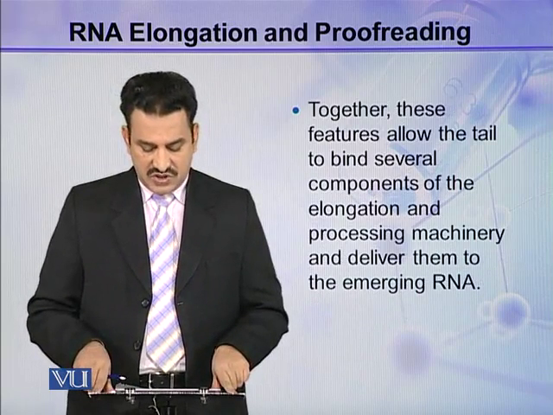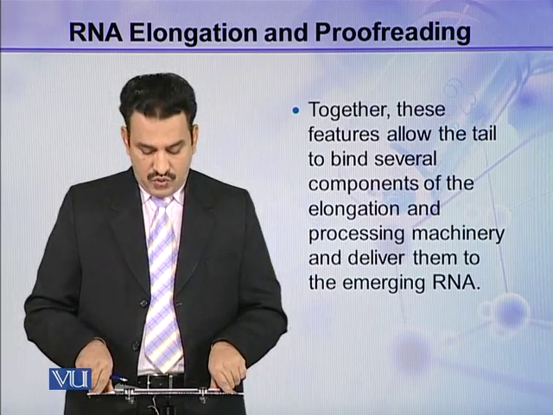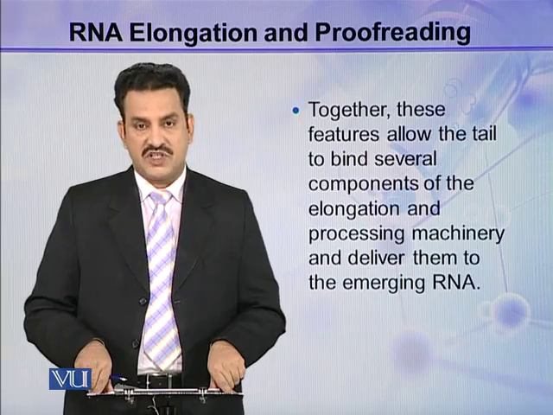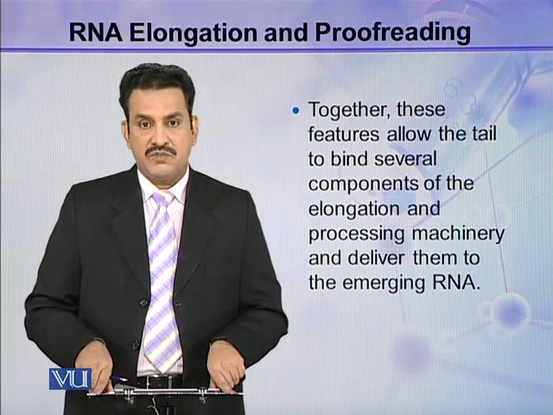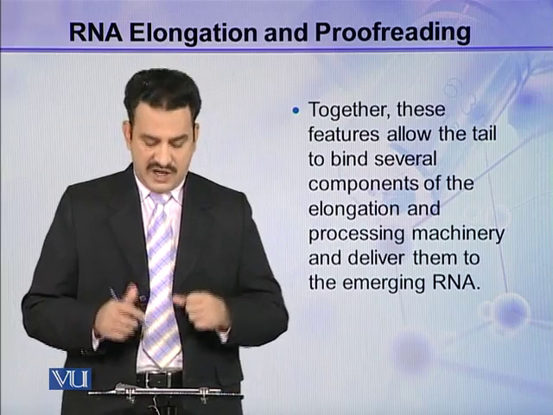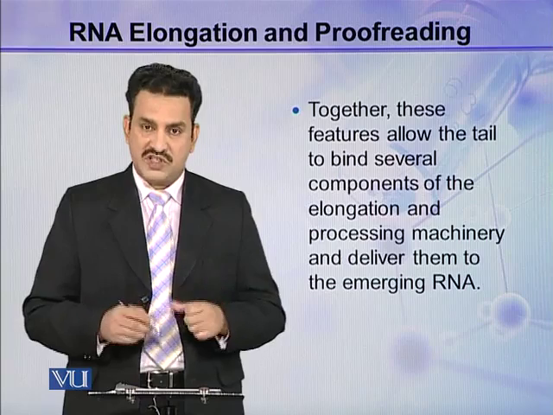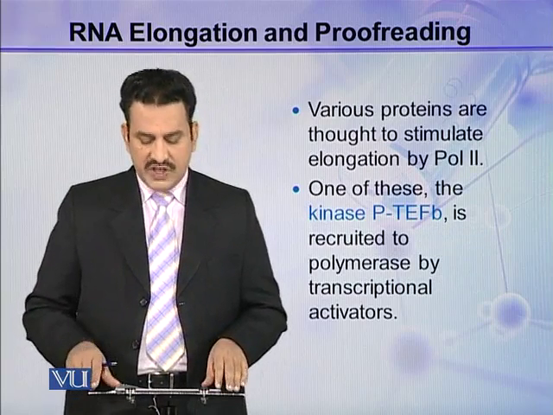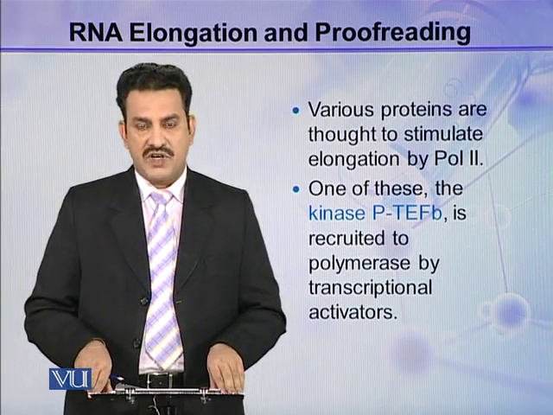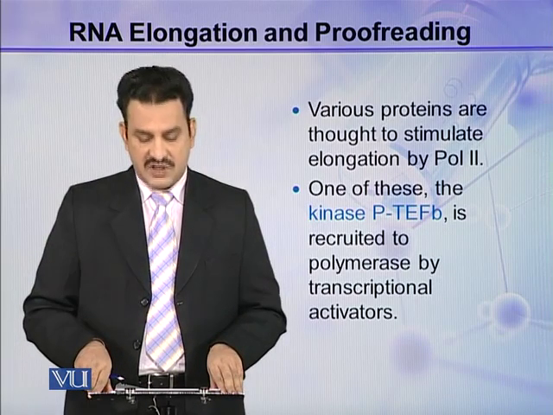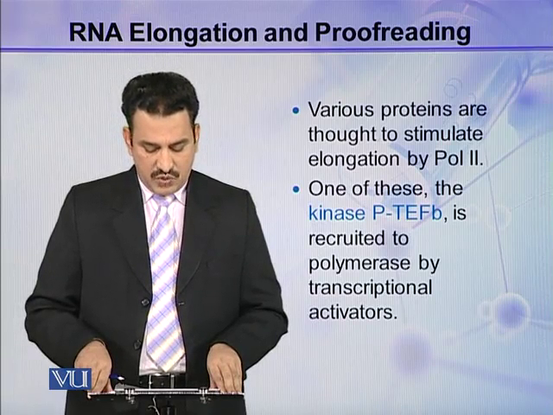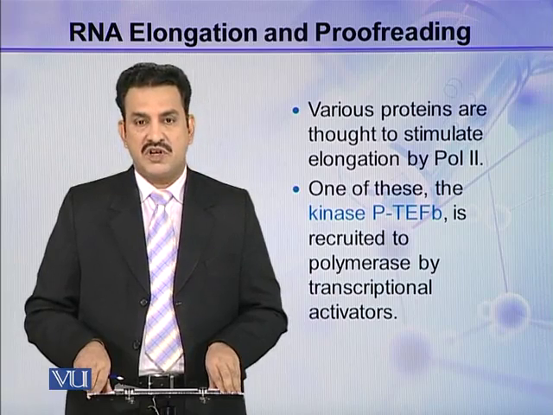Together, these features allow the tail to bind several components of the elongation and processing machinery and deliver them to the emerging RNA. So these factors are delivered to the RNA molecule, which is the newly synthesized RNA. Various proteins are thought to stimulate elongation by polymerase II. One of these, the kinase PTEFB, is recruited to polymerase by transcriptional activators.